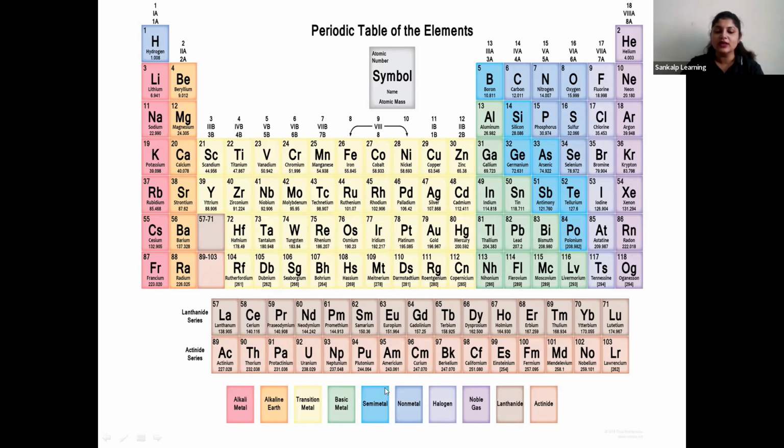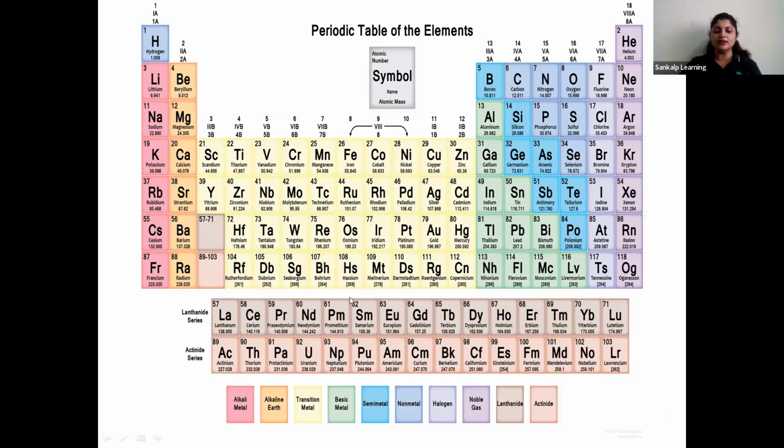Dmitri Mendeleev. He is called. Ma'am, can you spell his name? Dmitri. Okay. Mendeleev. Dmitri. So he is called the father of the periodic table. The first detailed form of the periodic table was obtained by Mendeleev himself. So it was based on what? It was based on the mass number.